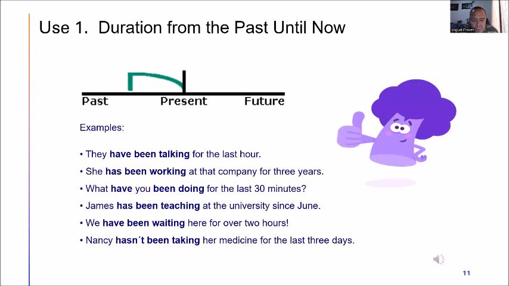They have been talking for the last hour. She has been working at that company for 3 years. What have you been doing for the last 30 minutes? James has been teaching at the university since June. We have been waiting here for over 2 hours. Nancy hasn't been taking her medicine for the last 3 days.